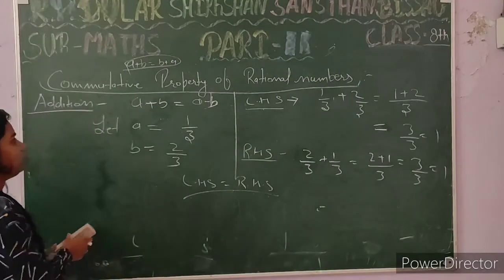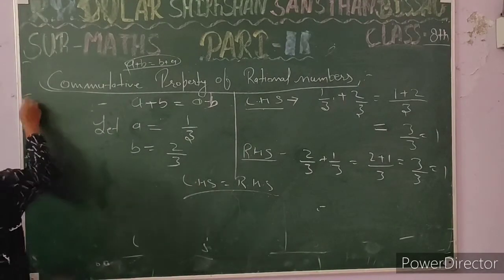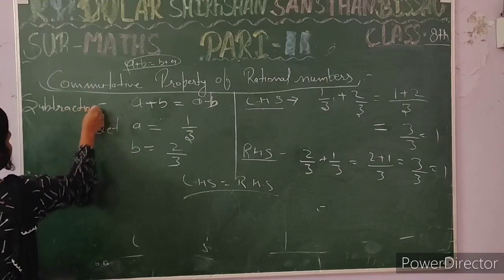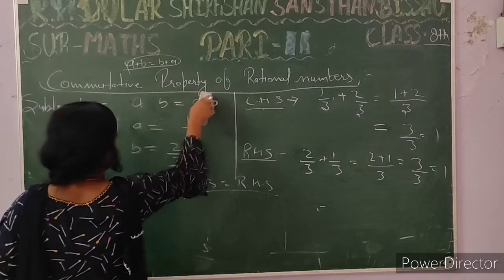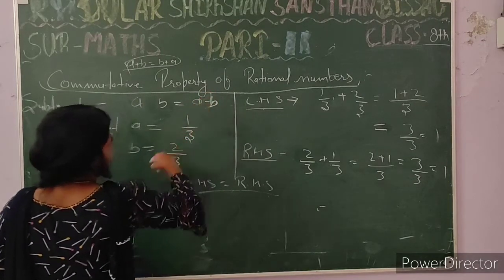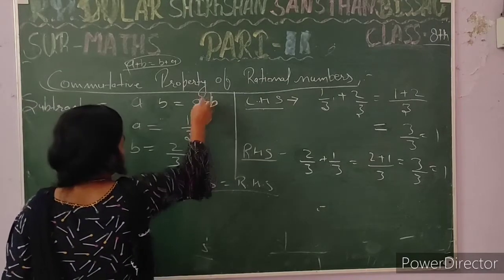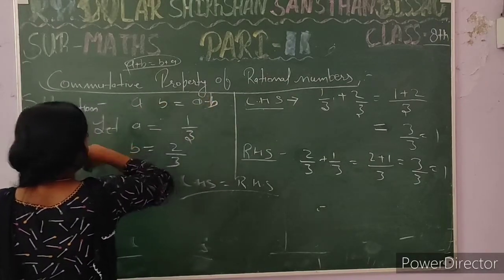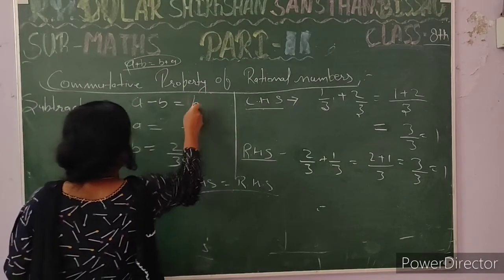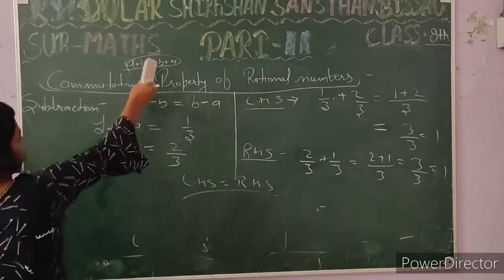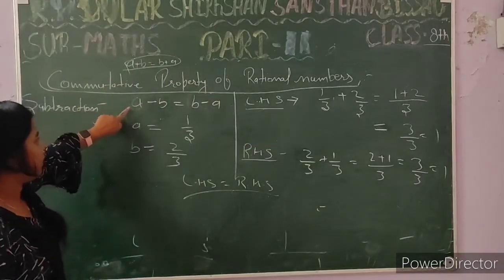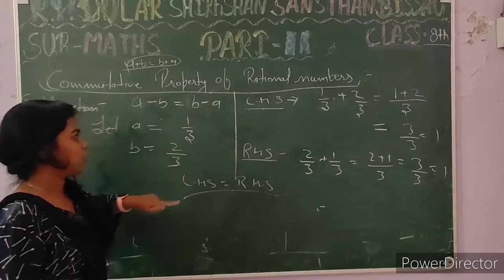Now I tell you the commutative property for subtraction. Here I first wrote plus. Don't be confused: in the previous addition it was a plus b and b plus a, and as for subtraction, it is a minus b and b minus a.